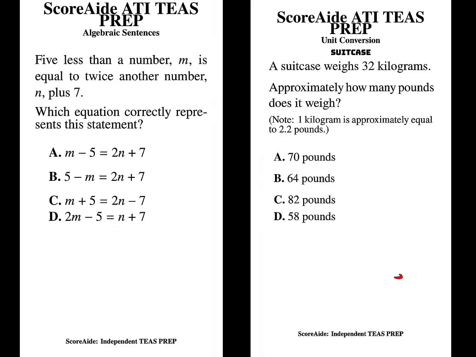A suitcase weighs 32 kilograms. Approximately how many pounds does it weigh? Note, 1 kilogram is approximately equal to 2.2 pounds.